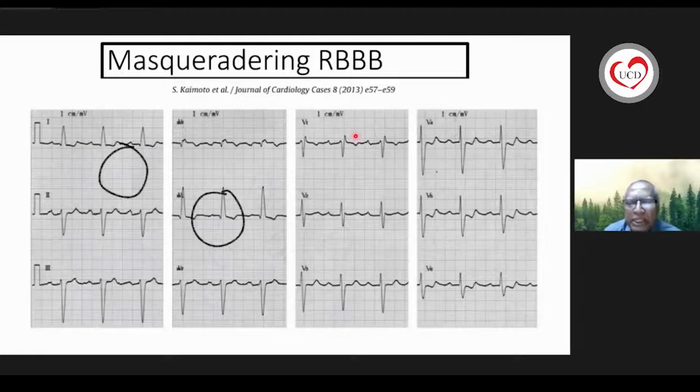The third situation where physicians need to be aware is when you have a person with what looks like a right bundle branch block, but the S waves are absent in 1 and aVL. That should make you suspect he has a bilateral bundle branch block, called masquerading right bundle branch block. These patients are likely to benefit from CRT as much as a pure left bundle branch block.